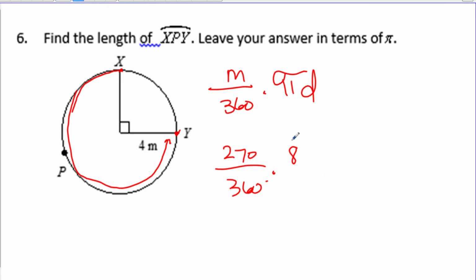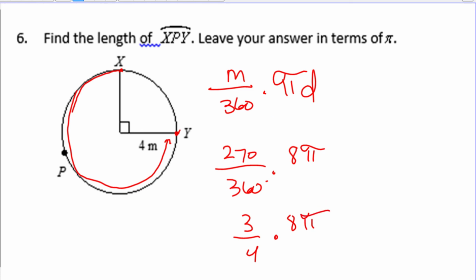So 8 pi, okay? And so this simplifies. Again, leave your answer in terms of pi, which means we're not going to multiply by pi. So if I simplify, this is 3 over 4. There are 90s in both of these, okay? So I'm going to divide that out, times 8 pi.